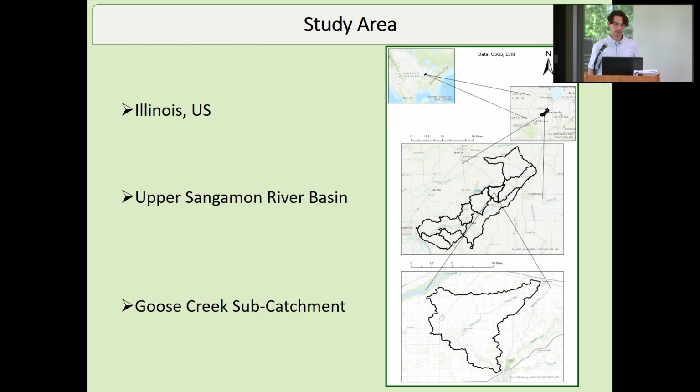So my study area was in central Illinois, located along the upper Sangamon River Basin. My specific study area was Goose Creek subcatchment, which is basically just a mini watershed. I picked a smaller area within the upper Sangamon to get more accurate data.